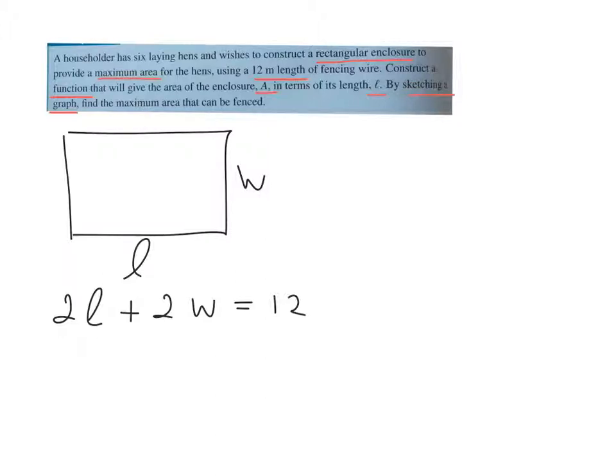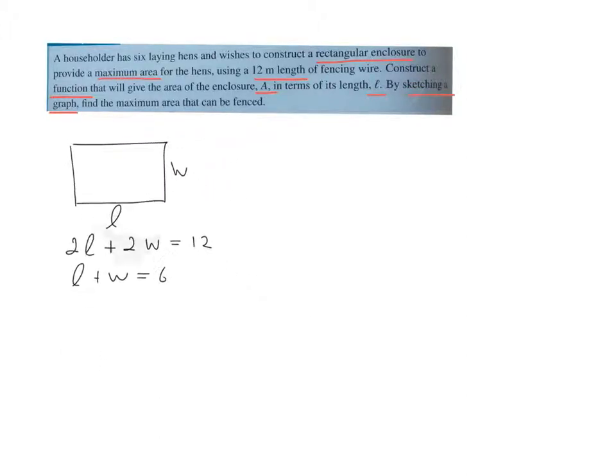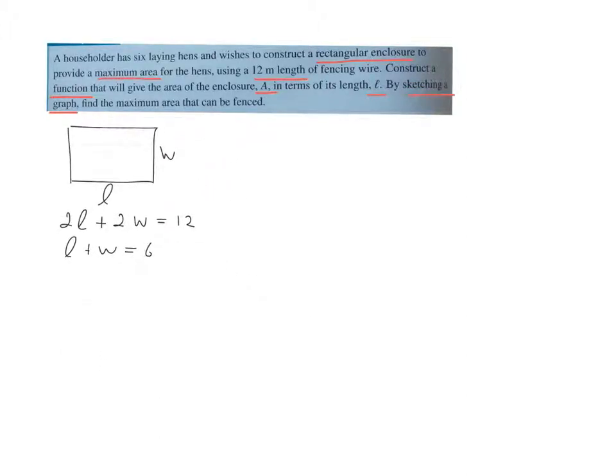So you can see here that there's a common factor of 2 in each of those terms, which means we can simplify it down to L plus W equals 6, which makes sense if you think about it. Half of the length of 12 has to be the same as one of each side, length and width. Alright, so there is our first one.